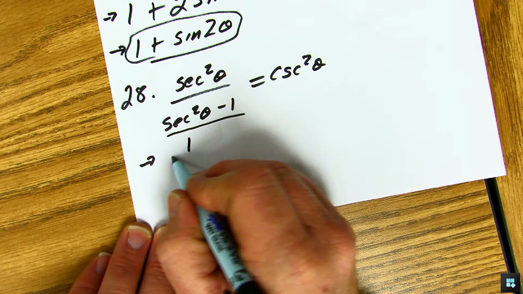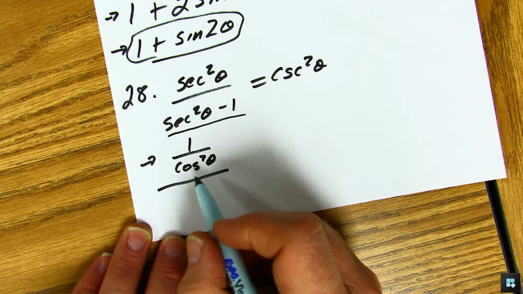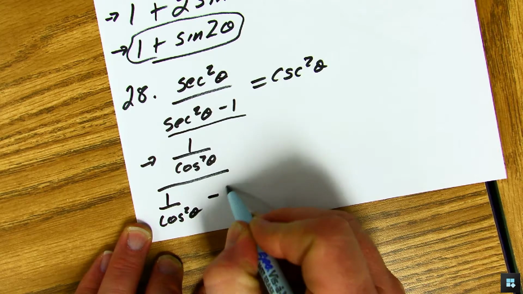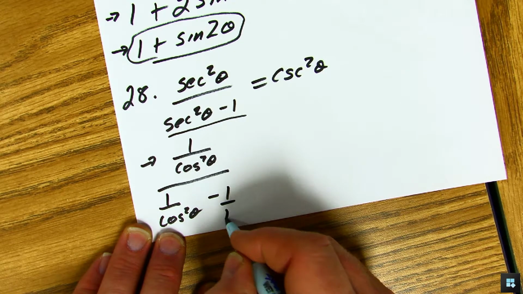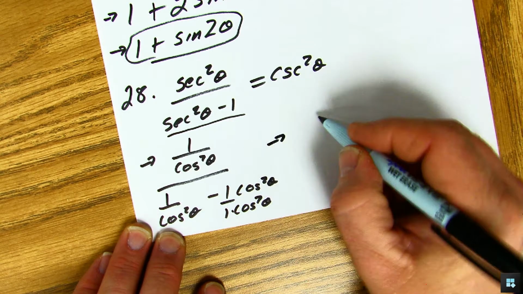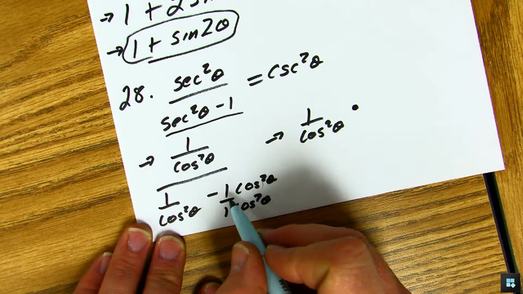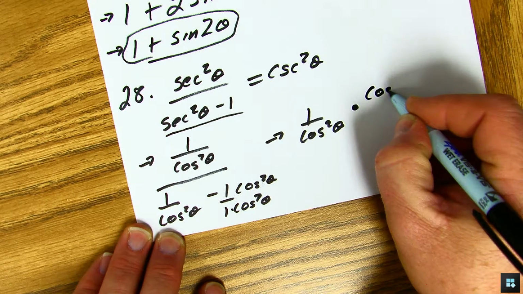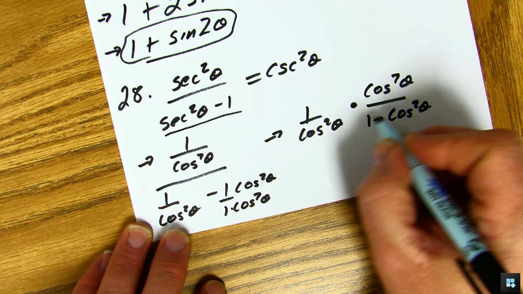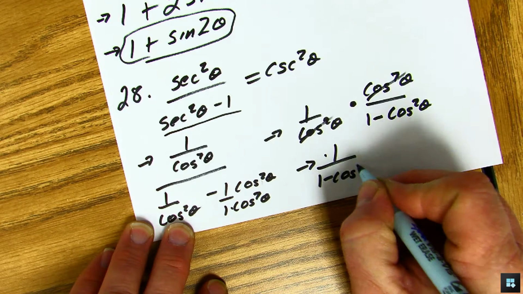Secant squared theta would be 1 over cosine squared theta. You could write the bottom, secant squared theta minus 1, as 1 over cosine squared theta minus 1. Get yourself a common denominator, which of course would be cosine squared theta. That would lead us to 1 over cosine squared theta times, you're going to take this guy here and multiply by the reciprocal, which is going to be cosine squared theta over 1 minus cosine squared theta. These guys are going to simplify, leaving you with 1 over 1 minus cosine squared theta.